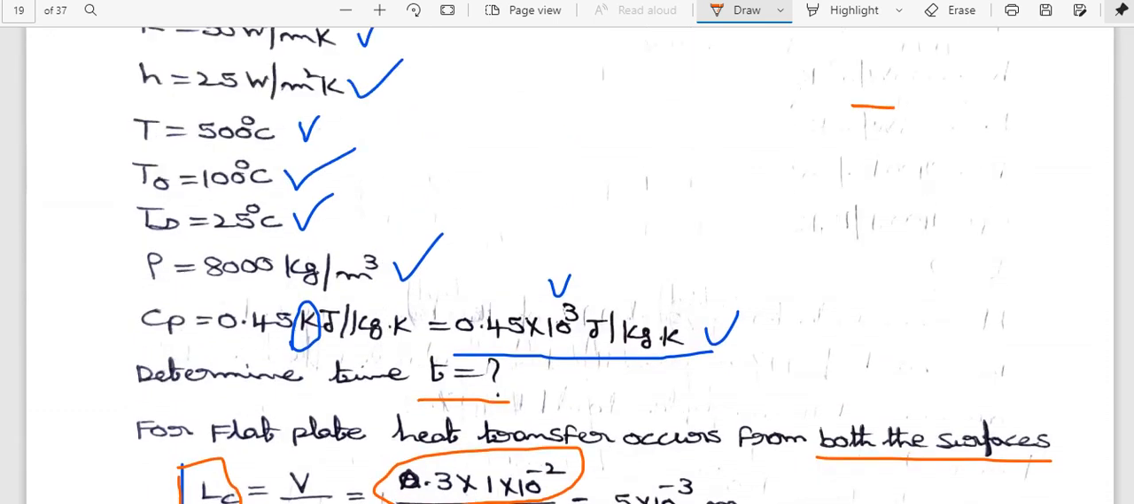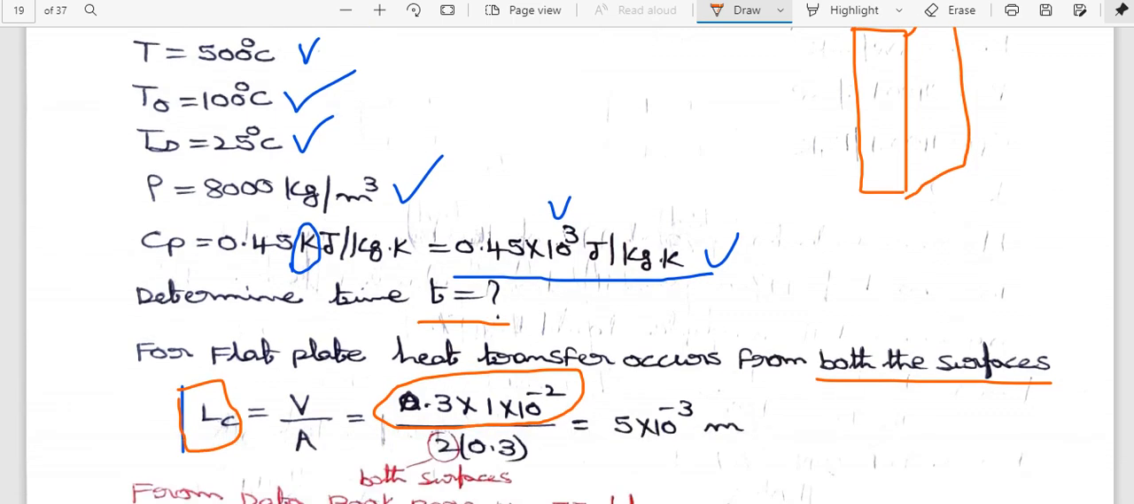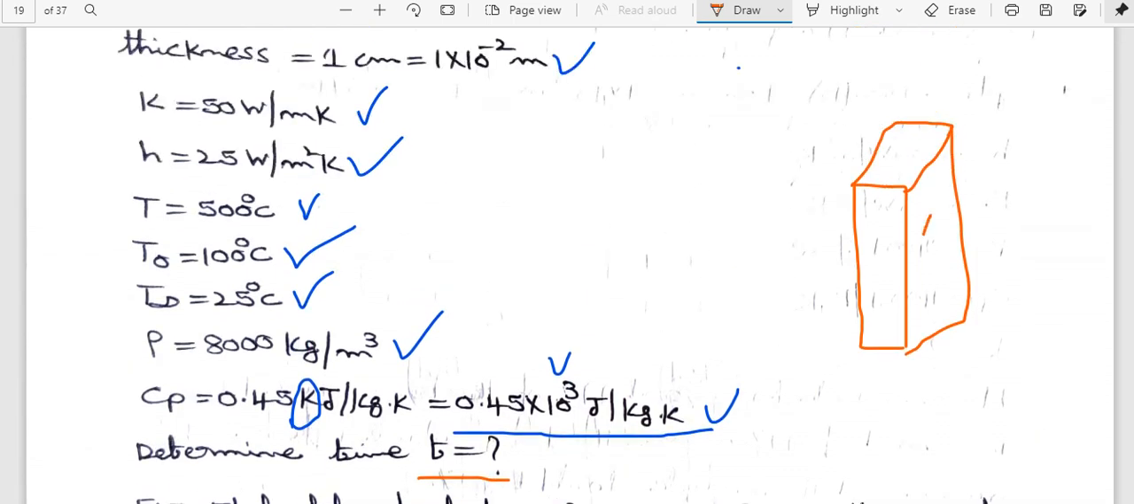This is the solid plate. Here we have to calculate the volume, where the thickness is equal to 1 centimeter. How can you calculate the volume value? Volume is equal to A into the thickness of the material.